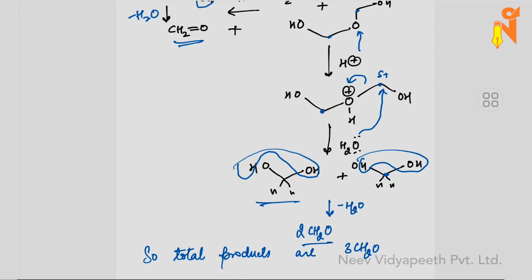So basically a total of 3 formaldehydes will be generated in this reaction. So you can do this reaction one by one, and you will understand that after doing all the 3 steps, or all 3 times the hydrolysis, you will get 3 formaldehydes in this reaction. Now come to question number 19.